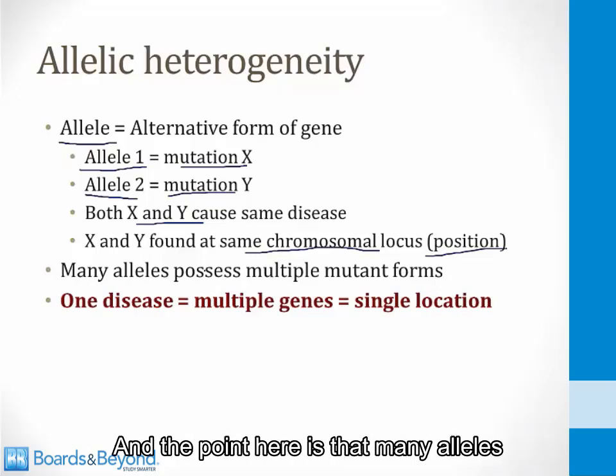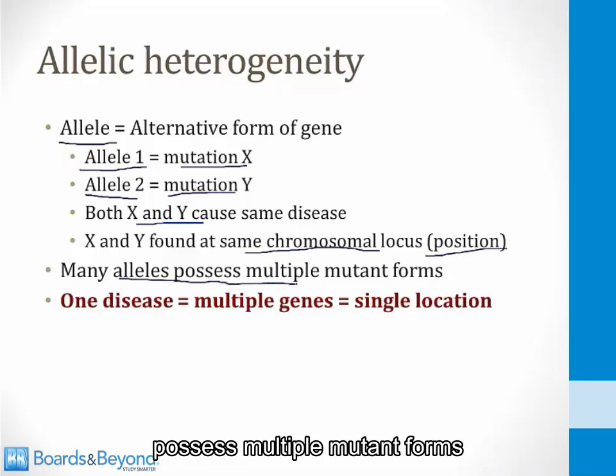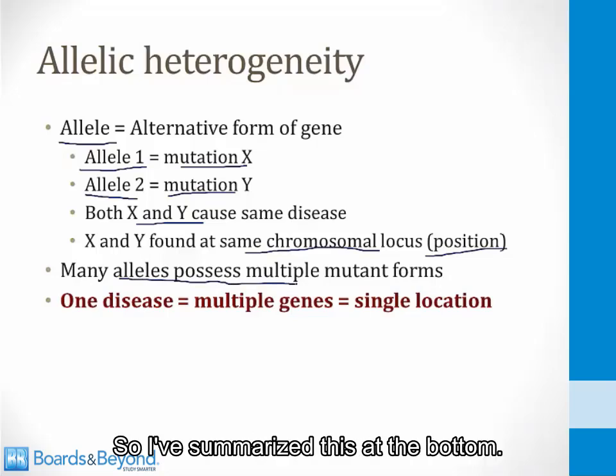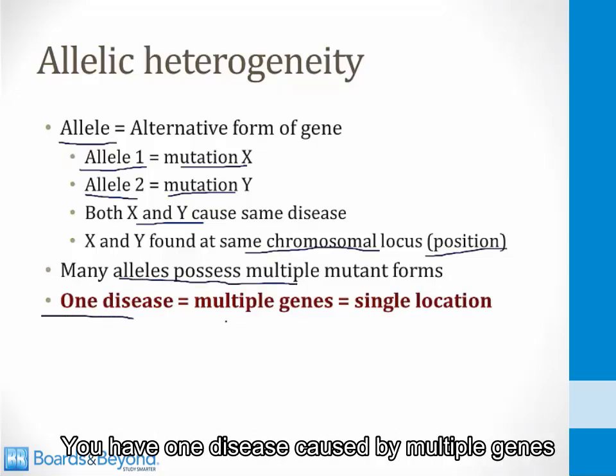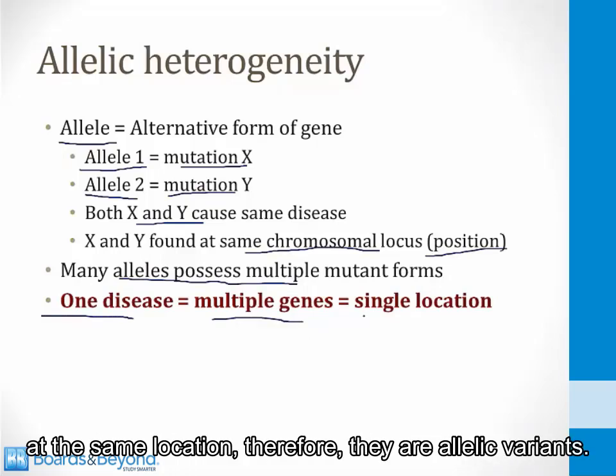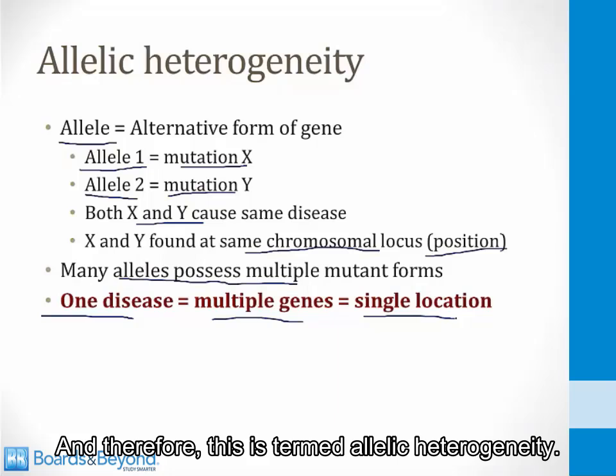And the point here is that many alleles possess multiple mutant forms that all lead to the same clinical presentation or clinical disorder. So I've summarized this at the bottom. You have one disease caused by multiple genes, but all those genes are variants of a gene at the same location, therefore they are allelic variants, and therefore this is termed allelic heterogeneity.